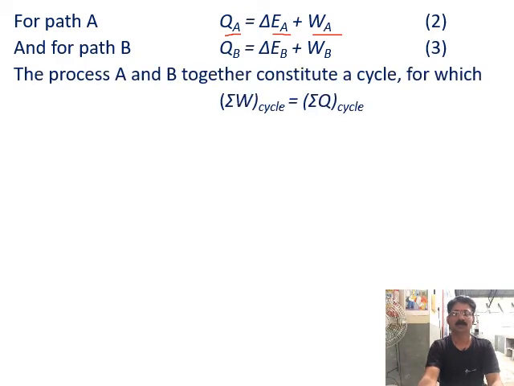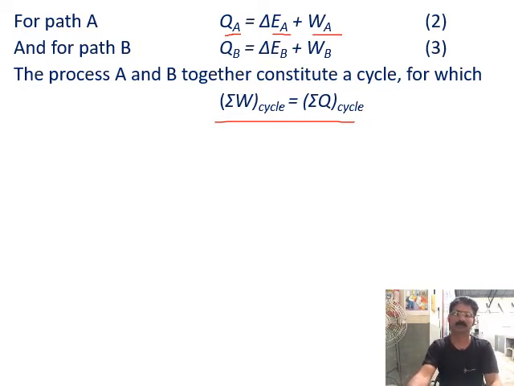Now process A and B together, because 1A2 is in the forward direction and 2B1 is in the reverse direction, so it constitutes a complete cycle. So the cyclic integral of dW is equal to the cyclic integral of dQ.